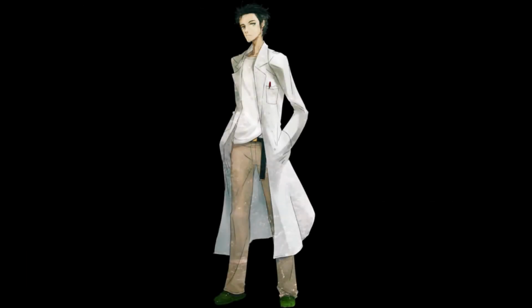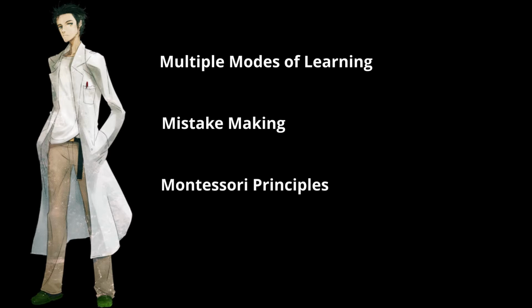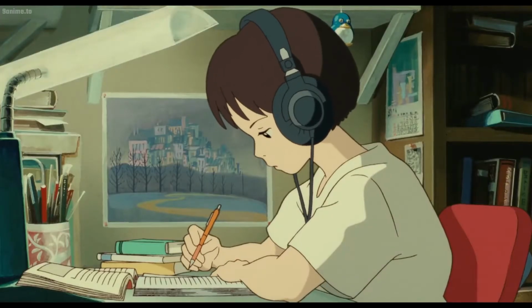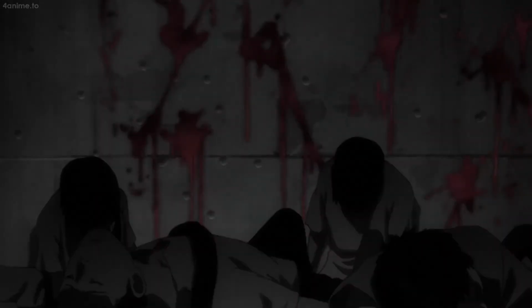There are four major areas of learning that are essential to the education process. These are the multiple modes of learning, mistake making, Montessori Principles, and Bloom's Taxonomy. When combined, these aspects of learning allow for anyone to achieve more success, whether it be folding a paper airplane, studying for a test, or inventing a time machine to prevent an evil organization from creating a future dystopia that will change all life on Earth as we know it.